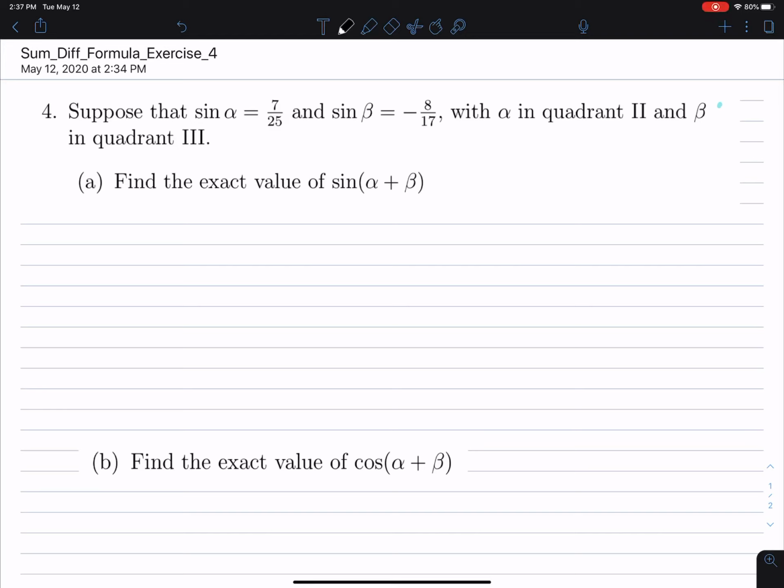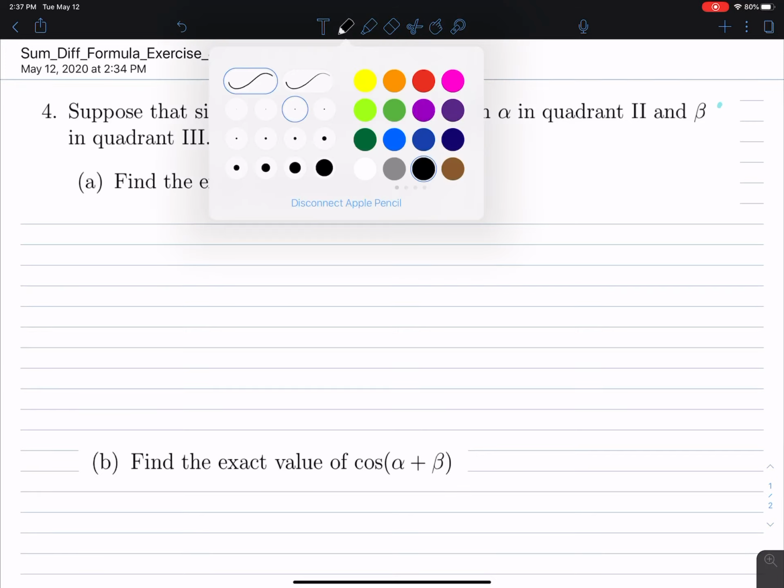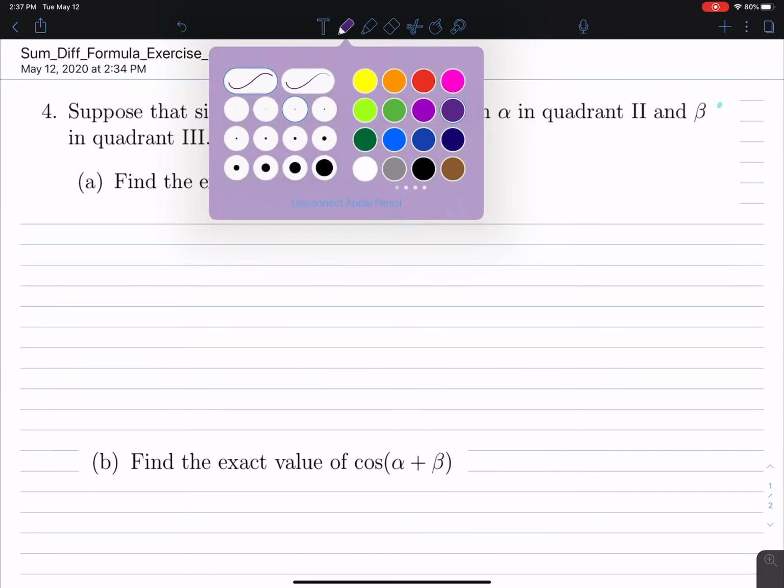Okay, this is an exercise from the sum and difference section, and what we have here is the value of sine alpha and sine beta given, but we're trying to find the exact value of sine of alpha plus beta. So let's go ahead and do that. In order to do that, we need to use the sum and difference formula.